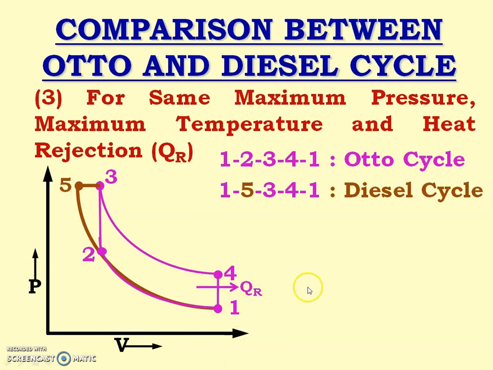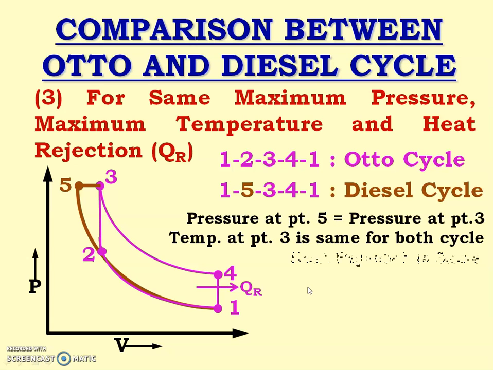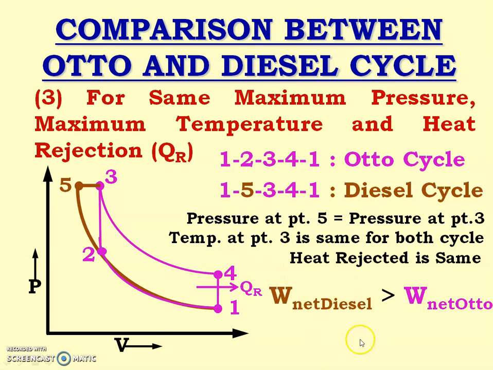Now from these two cycles, can you identify for which cycle work done is more? Yes, work done for the diesel cycle is more than the work done for the Otto cycle. And due to that, efficiency of the diesel cycle is more than the efficiency of the Otto cycle. It means if we have the same maximum pressure, maximum temperature and heat rejection, then efficiency of the diesel cycle is more than the efficiency of the Otto cycle.